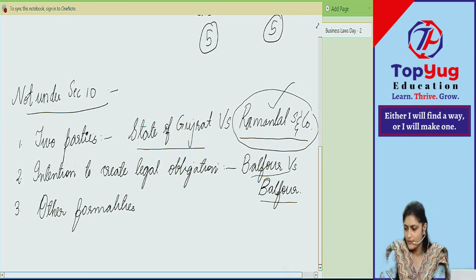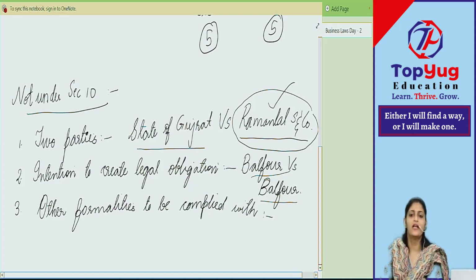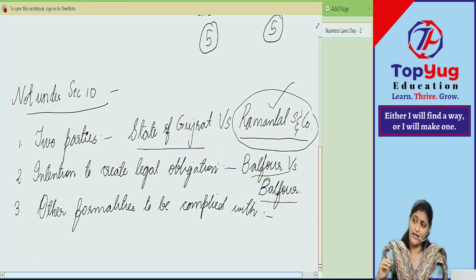Other formalities to be complied with. Okay. What is the next one? Other formalities to be complied with. See, generally, in your Indian Contract Act, there is no compulsion that the contract should always be written.